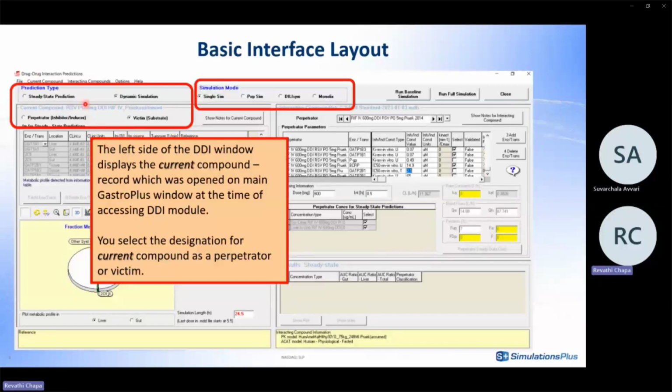We ideally prefer to put the victim on the left-hand side, since GastroPlus picks the PBPK physiology and gut physiology from whichever compound you have open on the left-hand side. So it is always desirable to put the victim compound on the left side. Alternatively, you can put your perpetrator on the right-hand side.